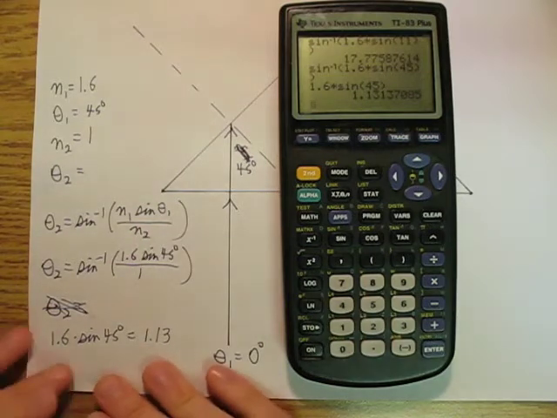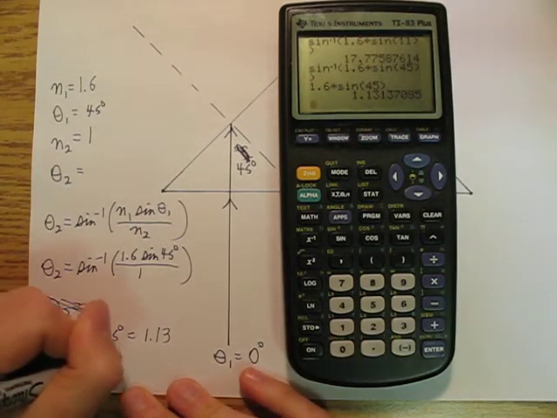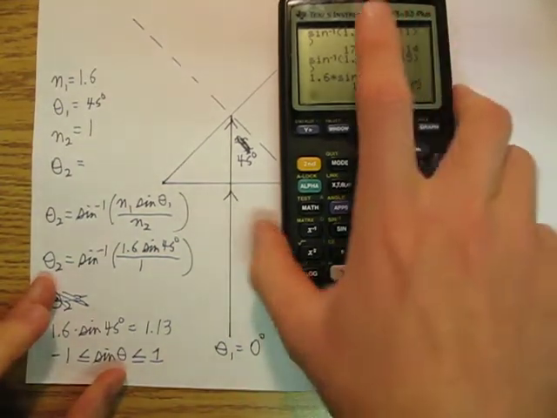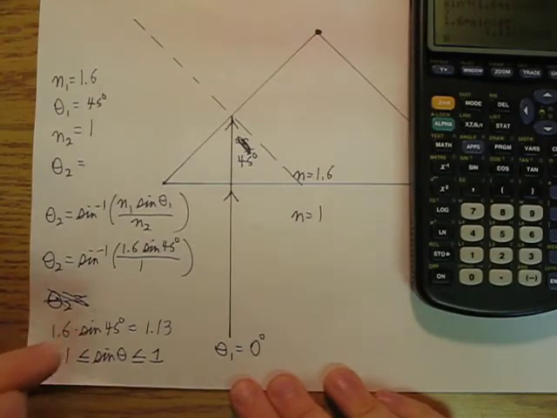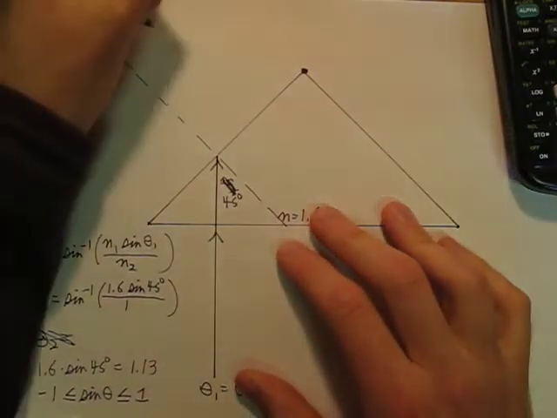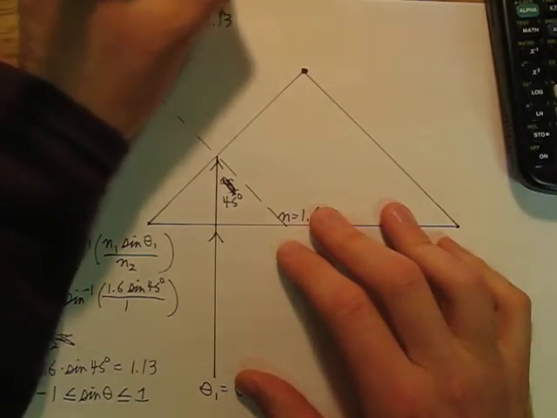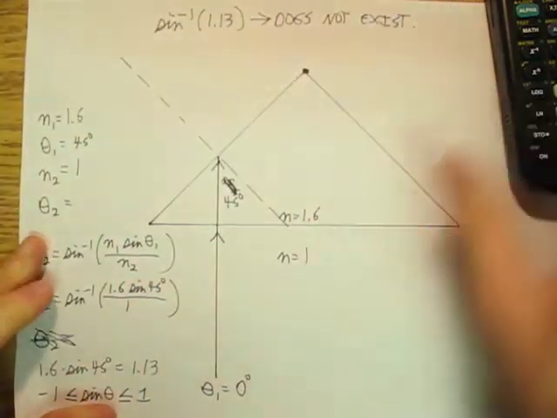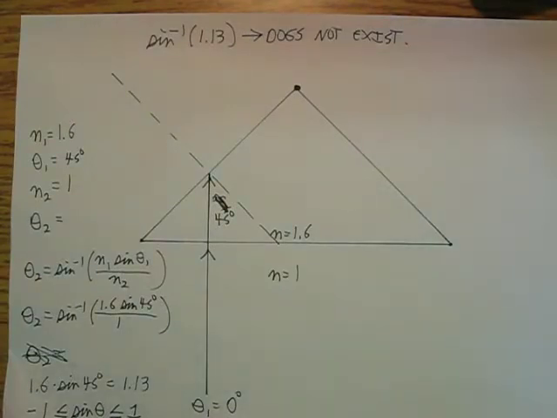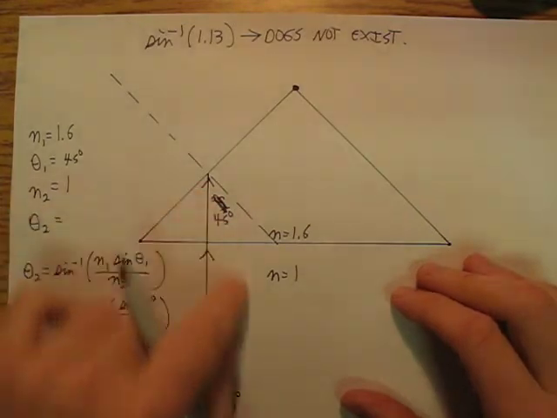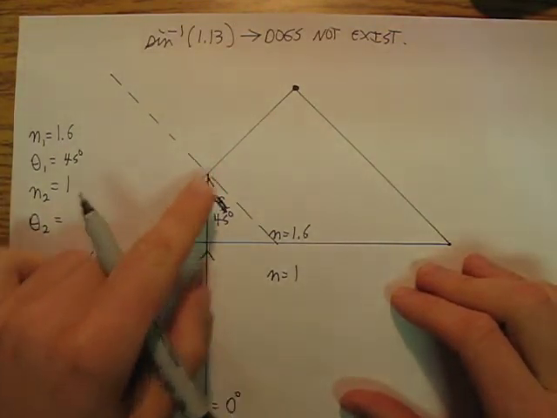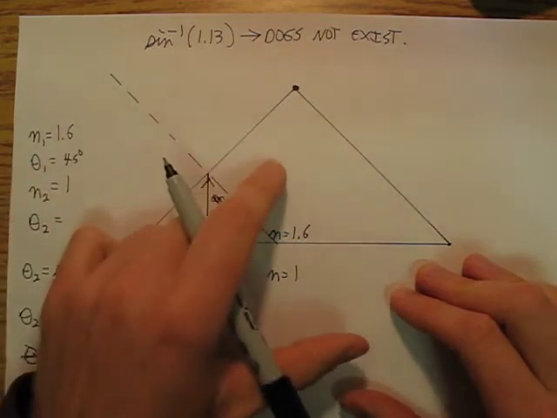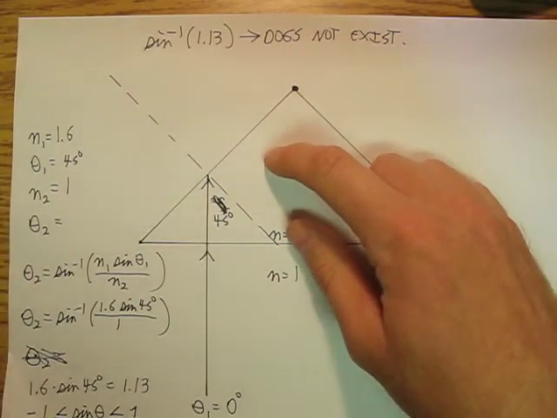But the largest sine theta can be is 1, so sine theta must be less than or equal to 1 and greater than or equal to -1. So I can't take the sine inverse of 1.13. Sine inverse of 1.13 does not exist. Well, so what happens? Basically what it means is that with this angle of incidence, the angle of refraction would have to be greater than 90 degrees. But if the angle of refraction was greater than 90 degrees, it would be back inside the plastic, and so it wouldn't undergo refraction at all.